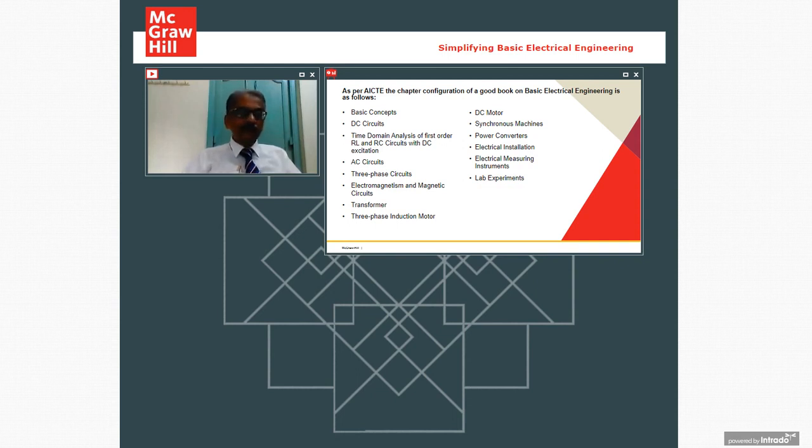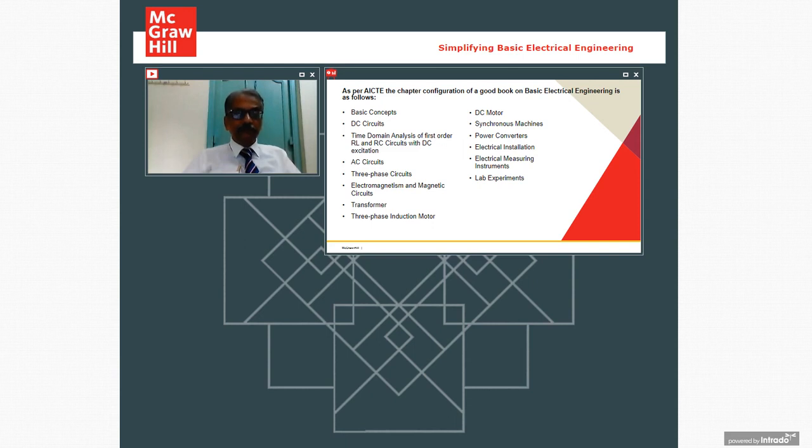Until and unless you have a very clear concept in AC circuit, you can't solve any problem in practical electrical engineering. Three-phase circuit is very important because all commercial circuits are three-phase circuit. So you must know the relationships. You must have clear idea about application of three-phase circuit.